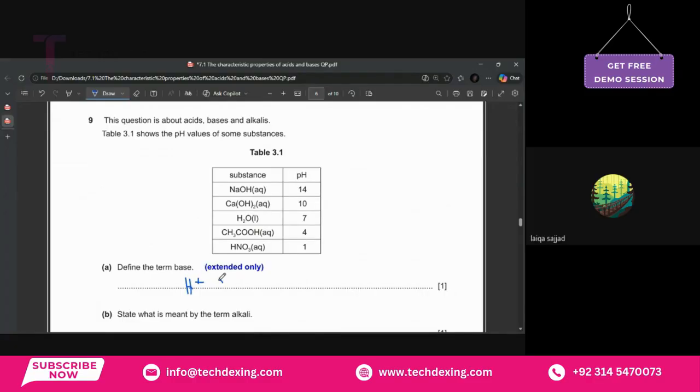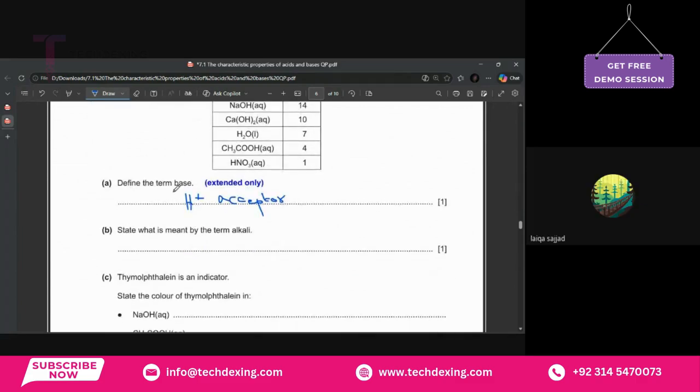What is meant by the term alkali? It's a soluble base that dissolves in water. Very good. This is a type of hydroxide. An alkali is a base which is soluble in water. A base that dissolves in water, simply. So it's a soluble base.